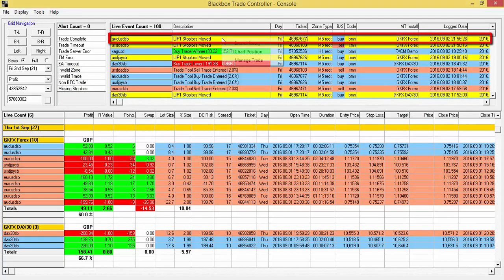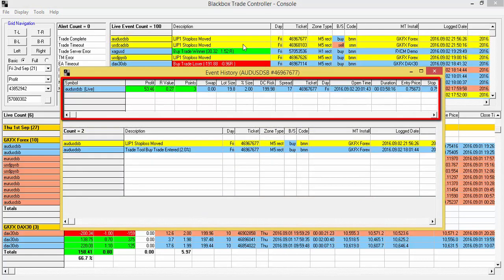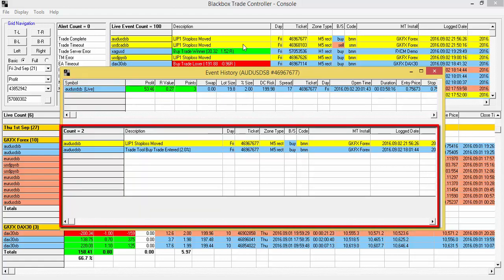Now let's select a trade from the live event grid. The upper grid displays a single entry for this Aussie dollar trade, which is still live as denoted in brackets. This time the trade is colour-coded blue, indicating that it is a buy trade. The next three columns to the right are colour-coded green, indicating that the trade is in profit. So far there are two events for this trade, as displayed in the lower grid.